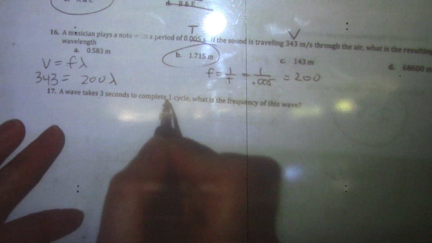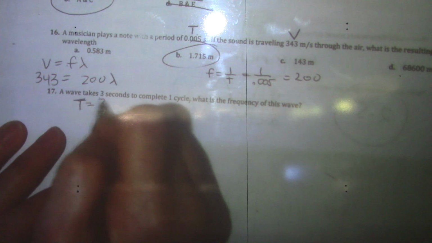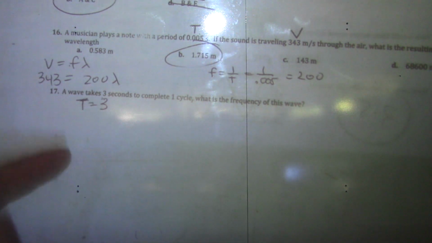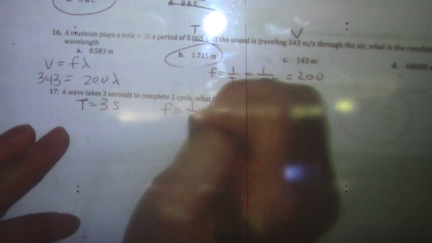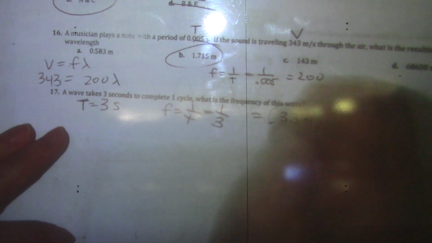3 seconds to complete one cycle, so that means the time for one cycle, or the time for one period, or one wave, is 3, so that's my period, right? If it was 3 seconds for 2 cycles, you'd have to divide, but it was just for 1, so that's my period. So frequency is just 1 over the period, so 1 over 3, which is 0.33 hertz.